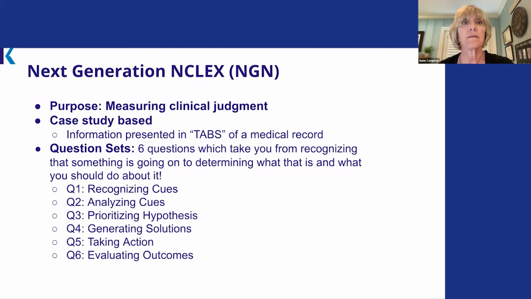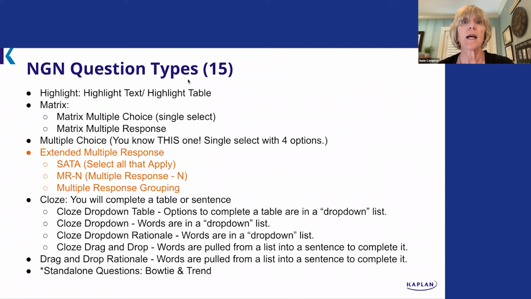There are 15 different types of NGN questions. 13 of these can be used in a 6-question set. Bow tie and trend questions are standalone types, meaning they have tabs of information, but they are not part of a 6-question set. In this video, we will talk about the extended response questions.